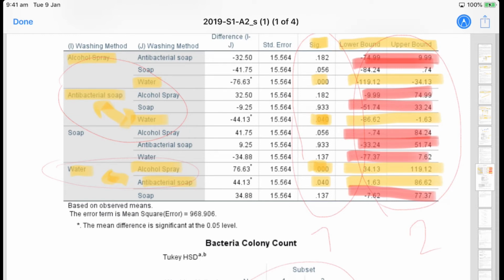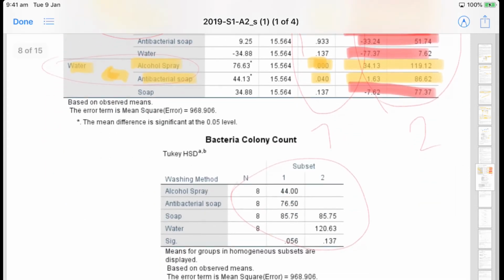What else have we got? The third area down here. Here again, we've got two subsets. SPSS is giving us the answer actually. We've got here and we've got here, these two subsets. That means in the first group, the mean is not significantly different between them, and in the second group the mean is not significantly different between them.